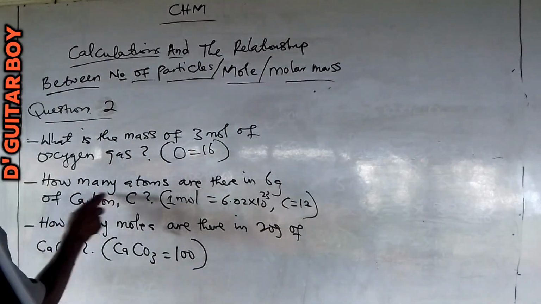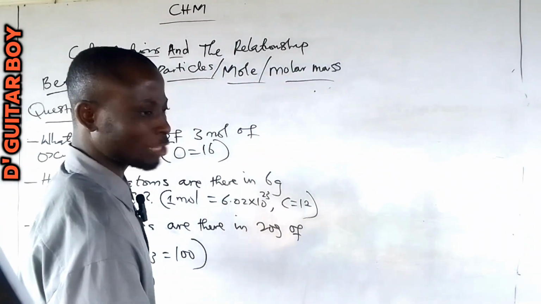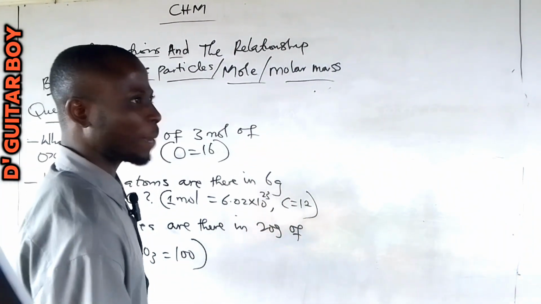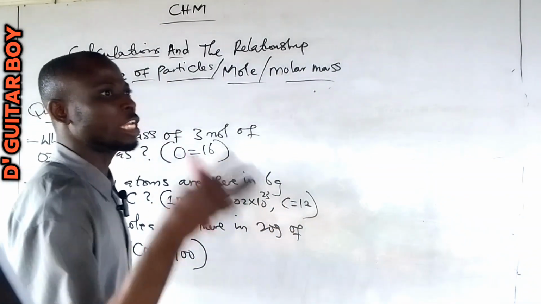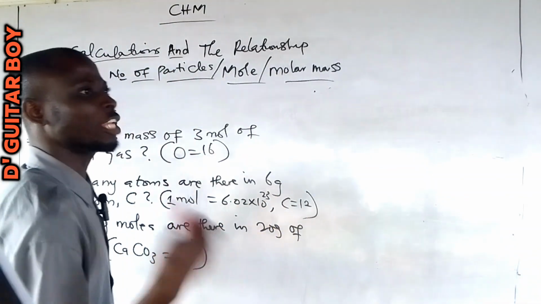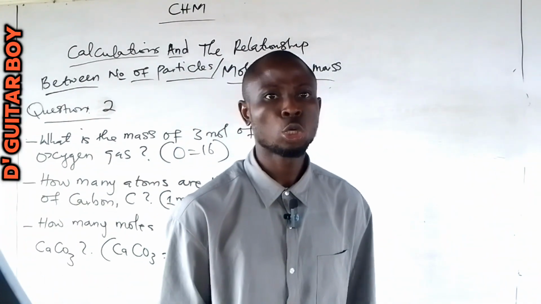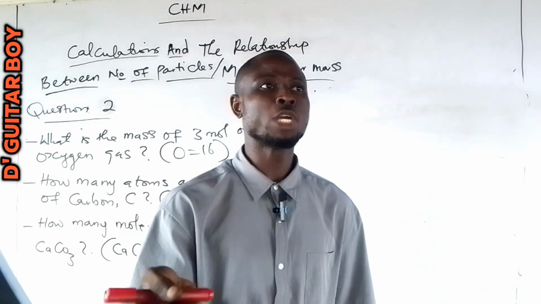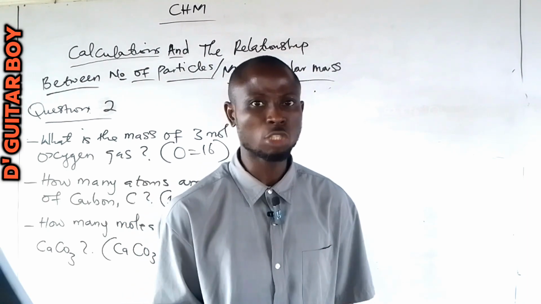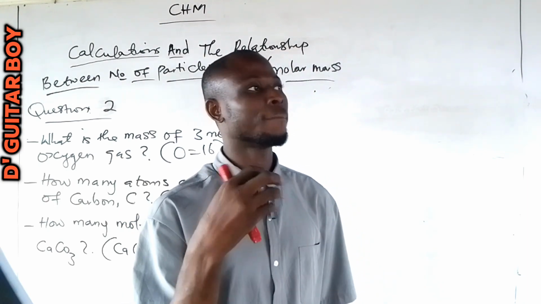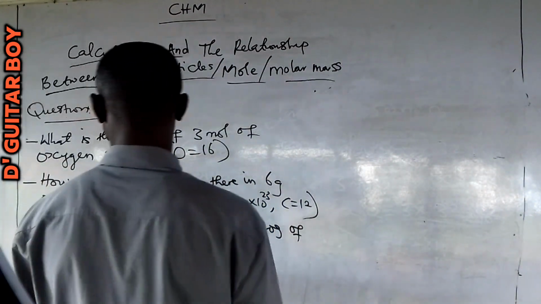Now, this one is how many atoms? That is number of particles. You know particles, molecule, atoms, ion, all these are particles. So when you hear how many molecules, how many atoms, how many ions, how many neutrons, how many protons, how many electrons, all these are particles. They are not the same thing as how many moles. We use mole to measure these various particles, just the same way we use dozen.